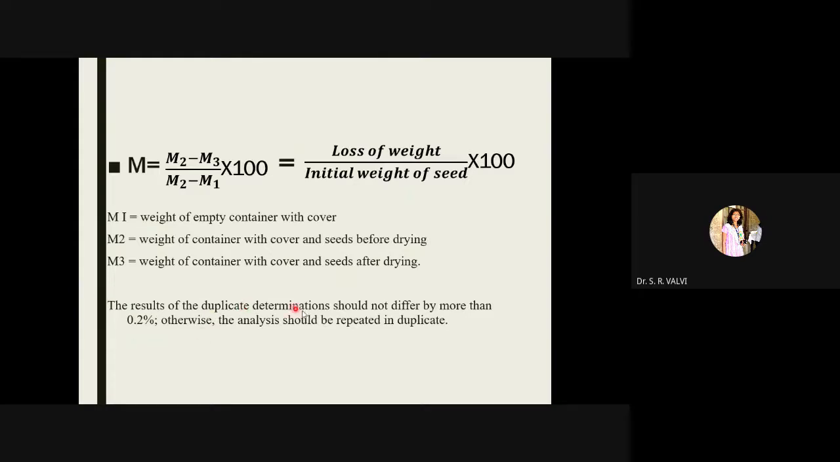So the result of the duplicate determination should not differ by more than 0.2%, right? Suppose you are determining the moisture in duplicate or triplicate. In the duplicate results, your difference should not be more than 0.2%. Otherwise the analysis should be repeated in duplicate.